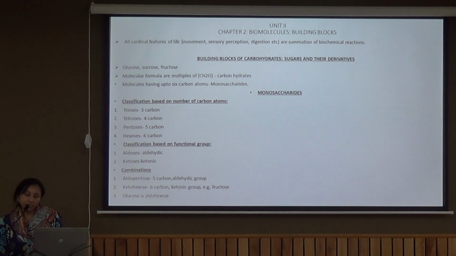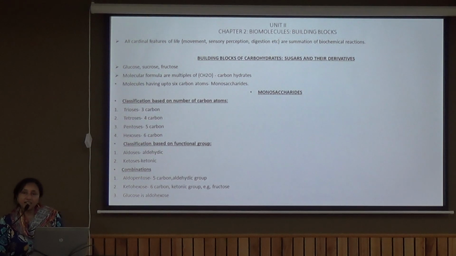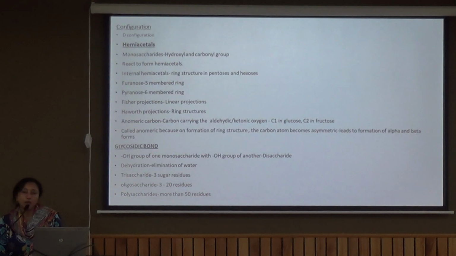Classifying them on another basis, that is on the basis of functional group, we have 2 types. That is aldoses, having aldehydic group, and ketoses, having ketonic group. The combinations: if we say aldopentose, that means it has an aldehydic group and has 5 carbon atoms. Similarly, ketohexose has a ketonic group and 6 carbon atoms. Now, glucose is aldohexose. What is the configuration which is generally present in our body? Carbohydrates are present in our body in D configuration.